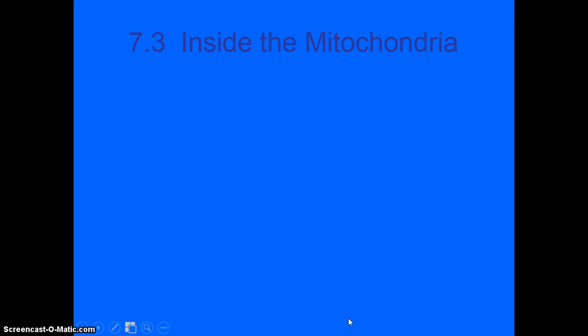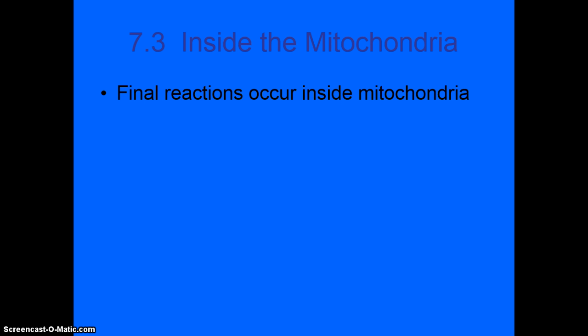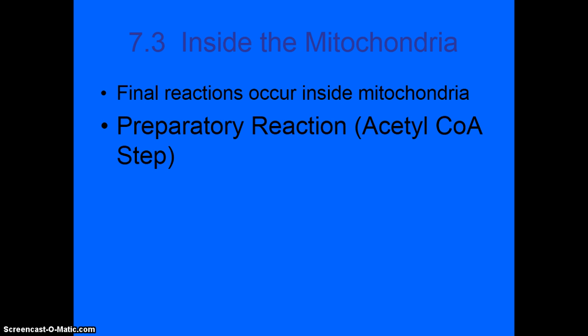Okay, so the last lecture ended with 7.2 covering the steps of glycolysis, which happened in the cytoplasm around the mitochondria, in the cytosol. We're going to look at what's going on inside the mitochondria to finish cellular respiration. The final reactions do occur inside the mitochondria. The one we're going to focus on first is the preparatory reaction.